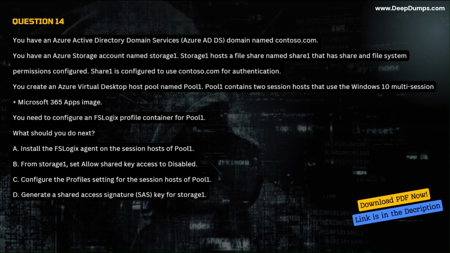You need to configure an FSLogix profile container for Pool1. What should you do next? A. Install the FSLogix agent on the session hosts of Pool1. B. From Storage1, set Allow Shared Key Access to Disabled. C. Configure the profiles setting for the session hosts of Pool1. D. Generate a Shared Access Signature (SAS) key for Storage1.